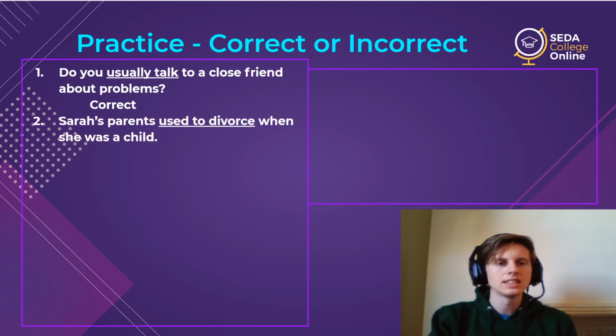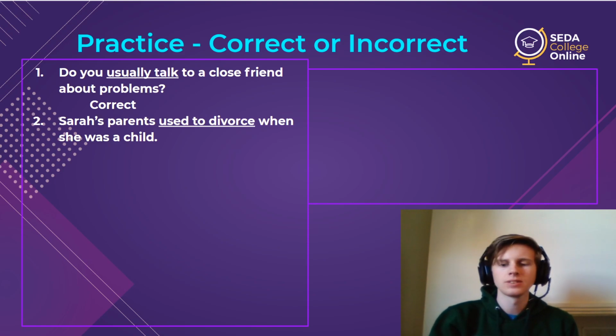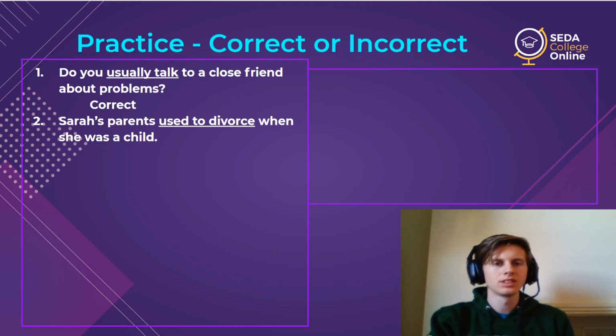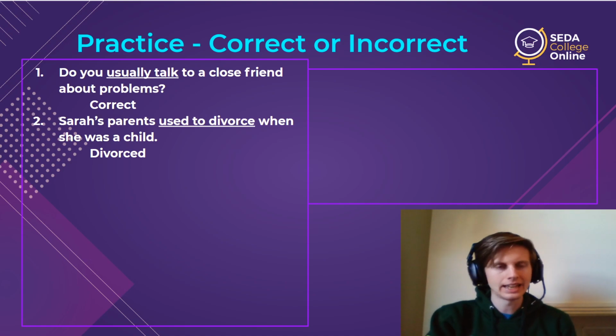All right. Sarah's parents used to divorce when she was a child. All right, what do you think? Correct or incorrect? So is it something that happened more than once? Is it a habit? Well, if you're saying no, it's not, you're right, because it is incorrect. Divorce is not a habit, I hope. So we should say simple past: Sarah's parents divorced one time when she was a child. Because if they say used to, it means it was a habit again and again and again.